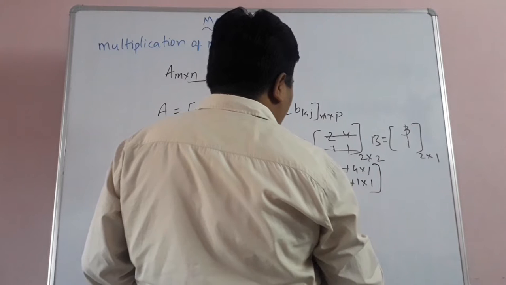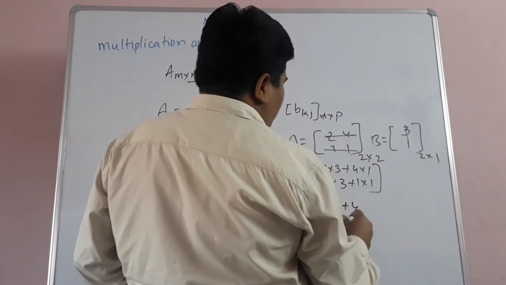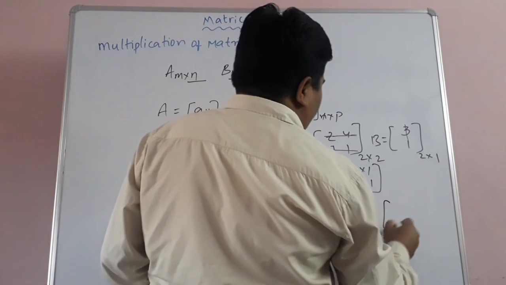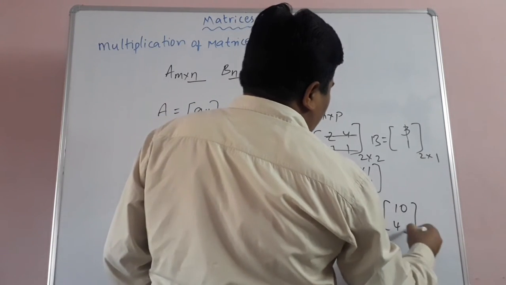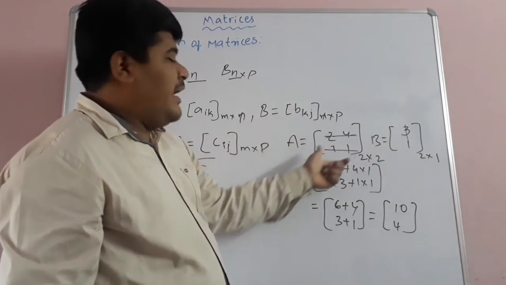Now children, simplify, what do we get? 2 threes are 6, 6 plus 4, and 3 plus 1. So that is equal to [10; 4]. So this is the matrix, children. This is the product of the given two matrices A and B.